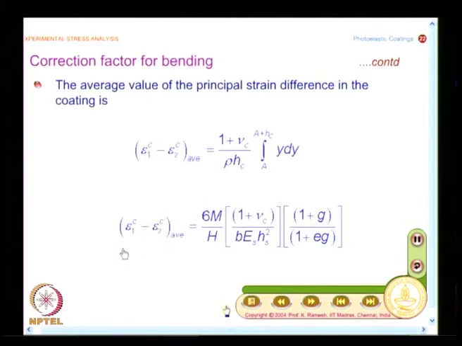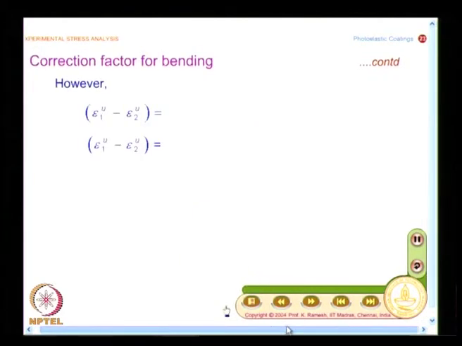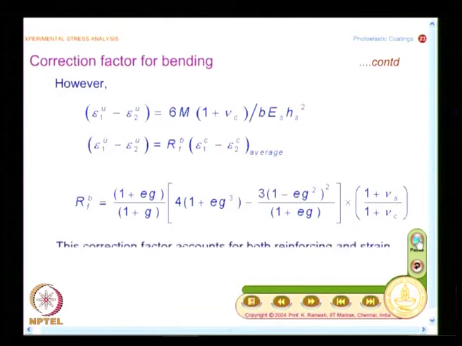I now have an expression for average strain difference, and I will also relate it to the uncoated strain difference, then my job is done. And what you have as uncoated strain difference? This behaves like a simple beam, whereas when I have a coated specimen, it behaves like a composite beam. So, this is what I have here.